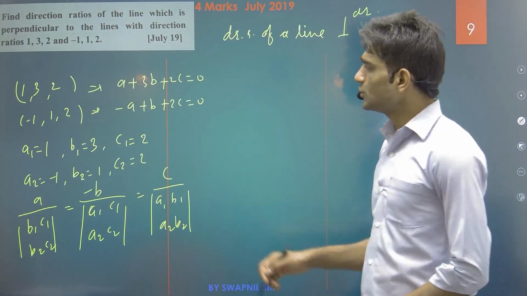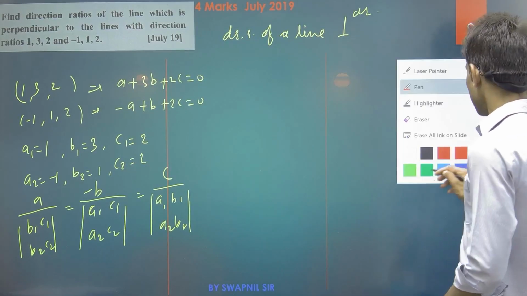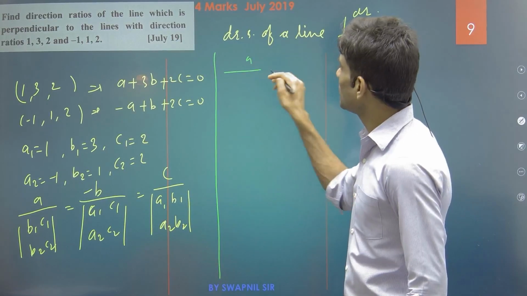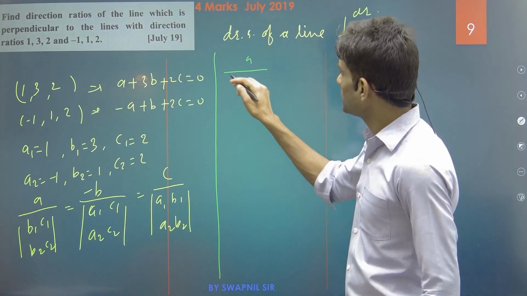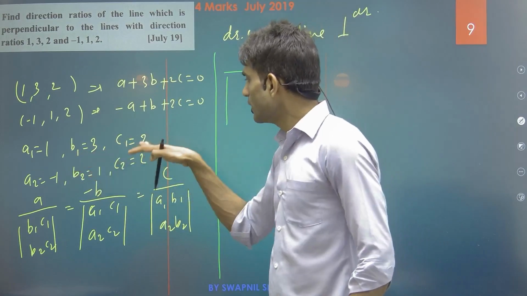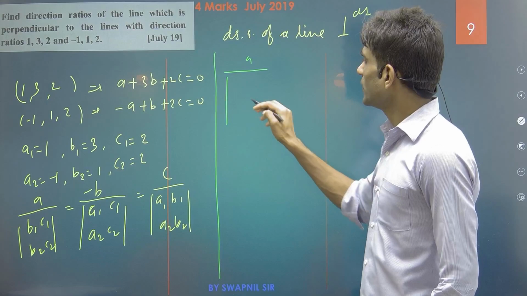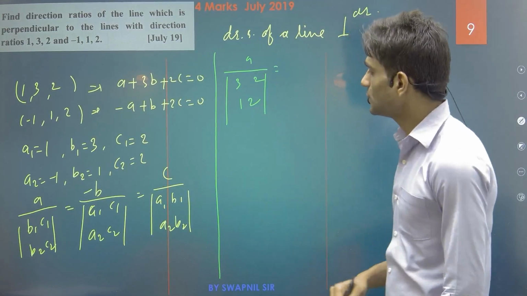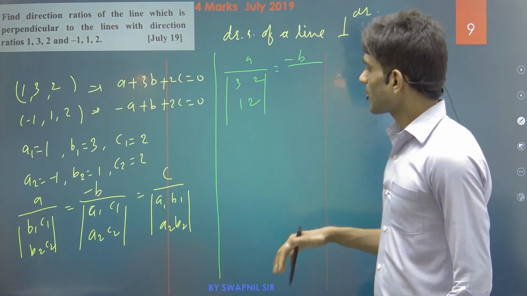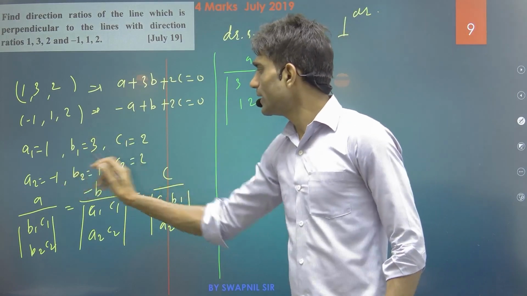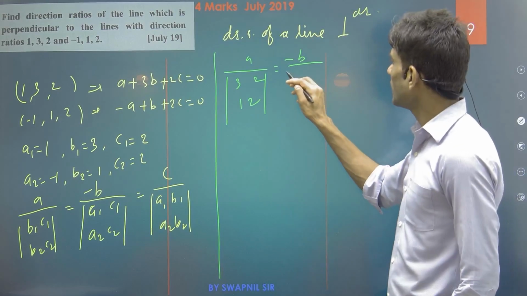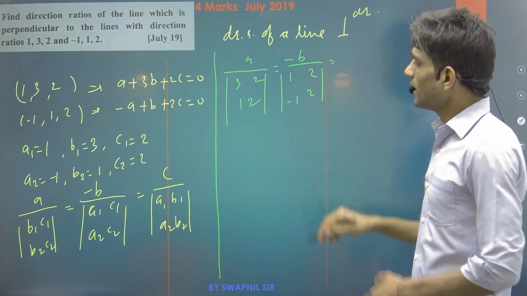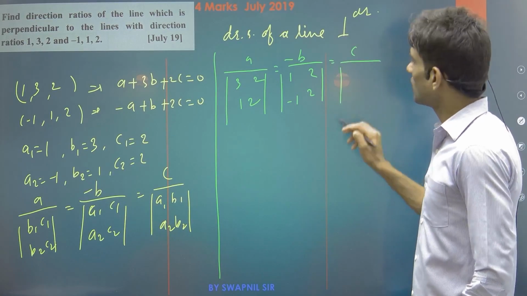Now let's go for the substitution of the values. You will get the required answer. In our next step, keep a as it is because we want the direction ratios. b1 c1 b2 c2, what is b1 c1? 3 2 1 2, which is the value here. Similarly minus b upon a1 c1 a2 c2, which is 1 2 minus 1 2, and c upon the third determinant.